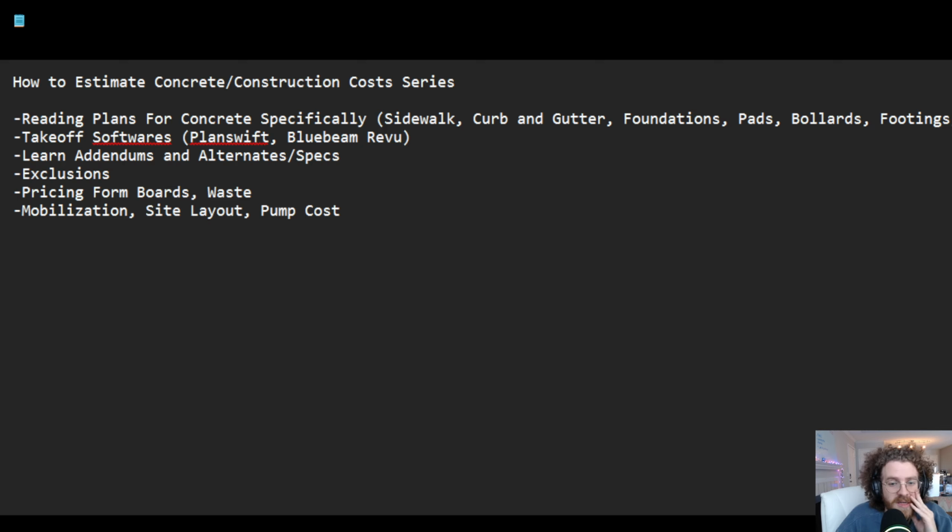Pump cost is a line item that gets associated when we're doing pours that are off the beaten path, or we can't get a concrete truck to just have the chute go straight to our forms and pour and spread it. We're going to have to pay for a pump truck. So you kind of figure a couple grand, a little over a couple grand, for the pump truck coming out there, and then figure another couple bucks per cubic yard that you're pumping.